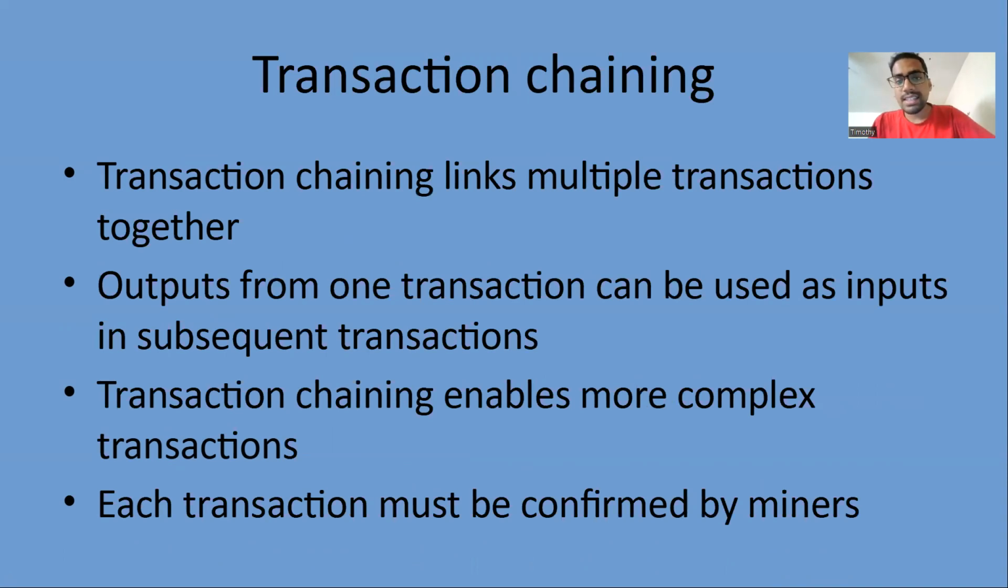And transaction chaining. Transaction chaining is linking multiple transactions together. The output from one transaction can be used as input. That is again the unspent transaction, where we have one transaction, and then that transaction is referenced when Alice wants to pay a third person. This enables more complex transactions, and each transaction must be confirmed by the miners. That's why we saw confirmations in the script.